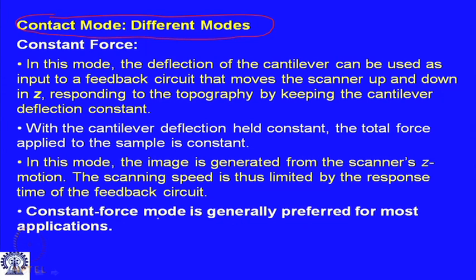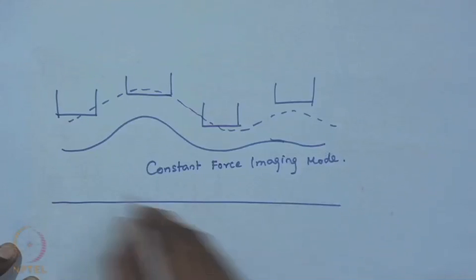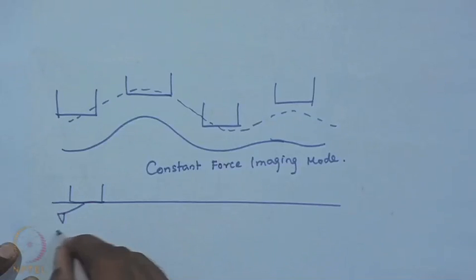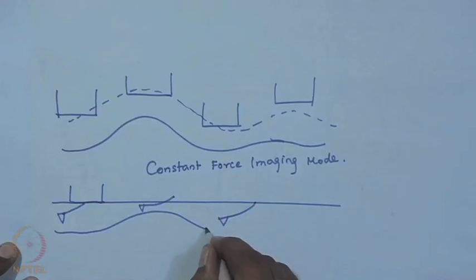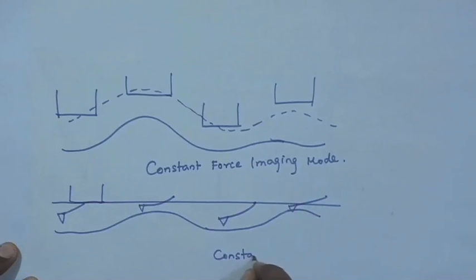Constant force mode is very widely used and very popular, and is used for most applications. There is, in principle, a constant height mode. In this mode, the spatial variation of the cantilever deflection is used directly. The cantilever maintains a constant height, it does not change, and therefore, depending on the topography from point to point, the deflection will change, and one tracks the deflection to generate the topographic contrast.